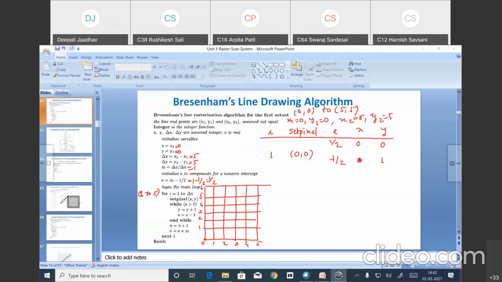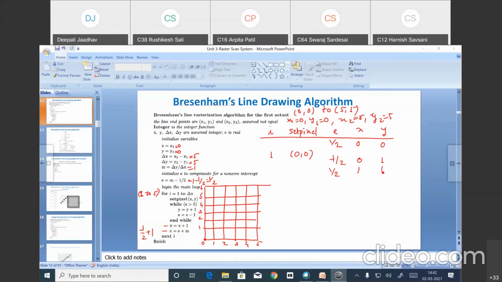Next, go for this one. x is equal to x plus 1, so it is 1. What is the value of E here? E plus m. What is E? Minus 1 half plus m. m is 1. Minus 1 half plus 1 is positive 1 half. So it is 1 half. y remains as it is.